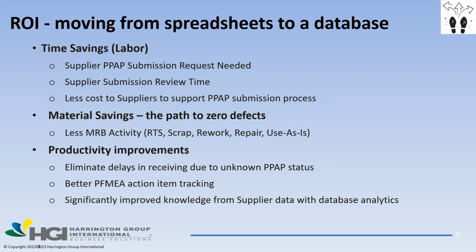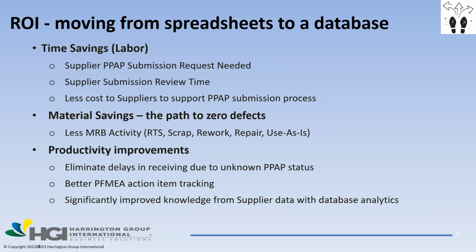But again, when we start connecting to actual cost, the material savings, how we get to zero defects, that's pretty standard. It's less MRB activity, return to supplier, scrap, rework, repair, use as is. All those things cost delays in production and scheduling and cost real money. That's where the integration starts to bring it together. And they're just simple, basic productivity improvements. It eliminates delays in receiving due to unknown PPAP status. Whether it's from your shipping department, we can't ship unless it's approved, or you already shipped, and your customer is saying it's in receiving, I don't know if I can use these yet because I don't know if the PPAP's approved.